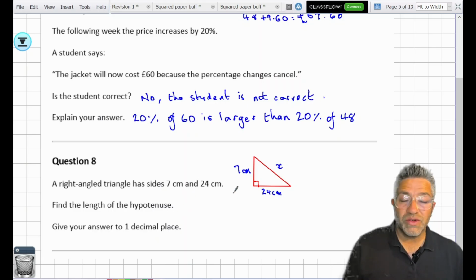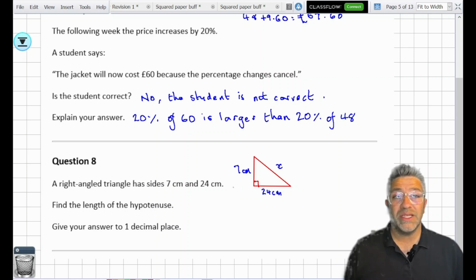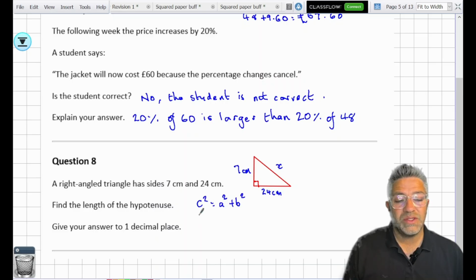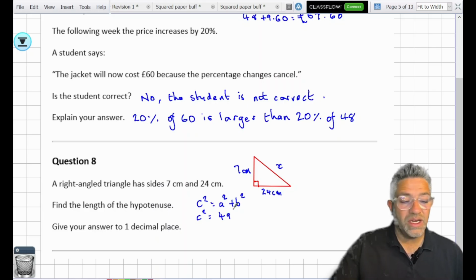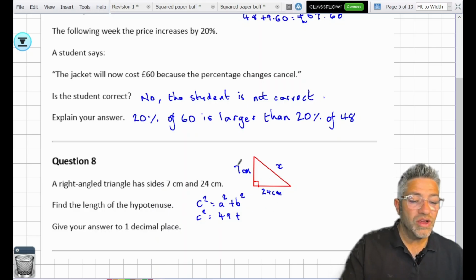As soon as I've got a right angled triangle, two topics really do spring to mind: that of trigonometry and that of Pythagoras' theorem. In this problem, we only have lengths, so it's a Pythagoras' theorem problem. C squared equals A squared plus B squared. C squared equals 49. Now, here it's probably worthwhile making sure that I label my triangle A, C, and B. I'm probably taking that a little bit for granted.